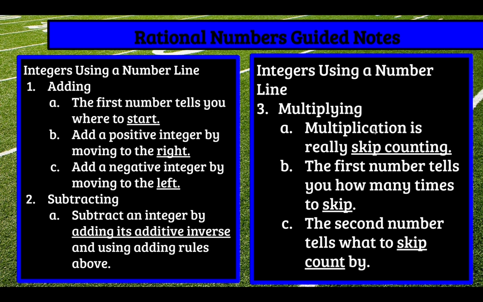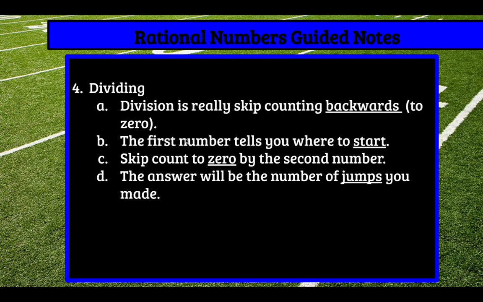When you're multiplying integers, multiplication is really just skip counting. The first number tells you how many times to skip, and the second number tells you what to skip count by. You learned that when you were in elementary school, but we are going to be using negatives, and it still works the same way. When you're dividing integers, division is really skip counting backwards to 0. The first number tells you where to start, so you're going to start at a bigger or smaller number, and then you skip count to 0 by the second number, and the answer will be the number of jumps that you made. We'll do some practice in class on this.